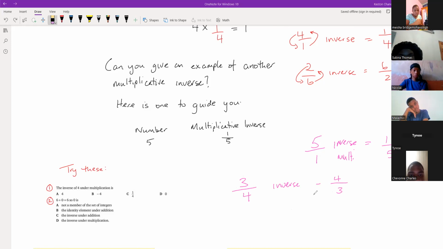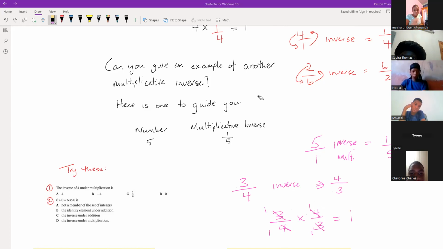How you could check it? Multiply both numbers by each other, and you should get 1. These would cancel, these would cancel. You get 1. Everybody okay? Everybody all right with that?